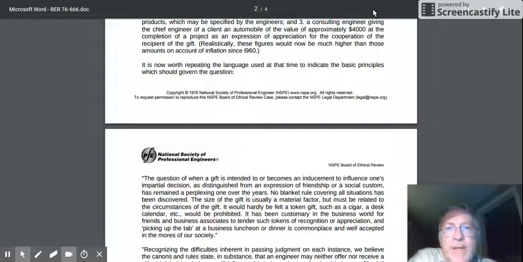In last week's case, 79-8, because there is no clear criterion or standard of what would be an acceptable as opposed to an unacceptable gift, they leave it as a matter of good taste. Right? That is, if the gift is in good taste, it's probably okay. If the gift is not in good taste, it shouldn't be given.